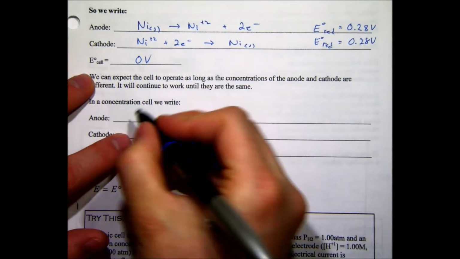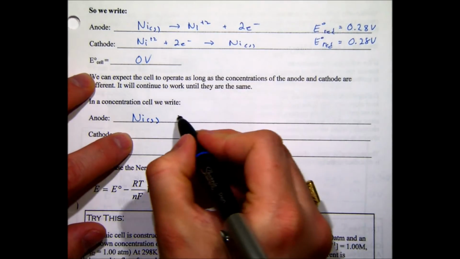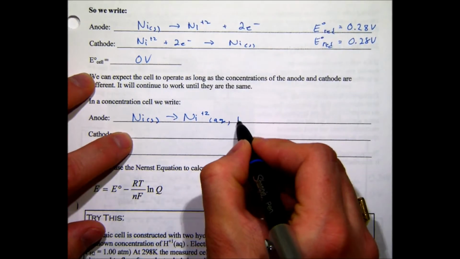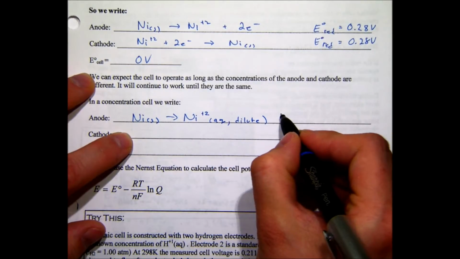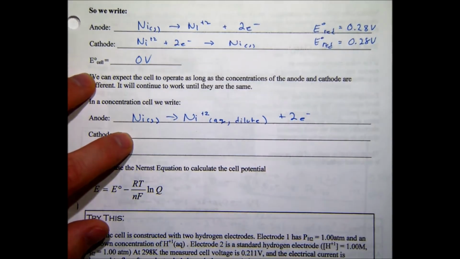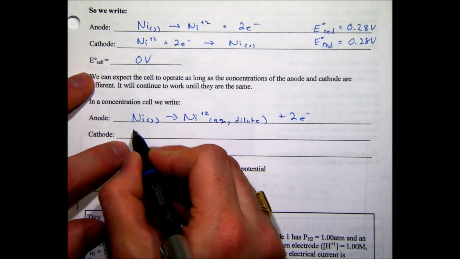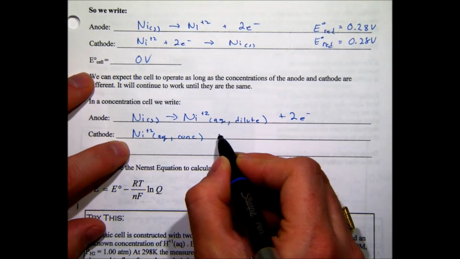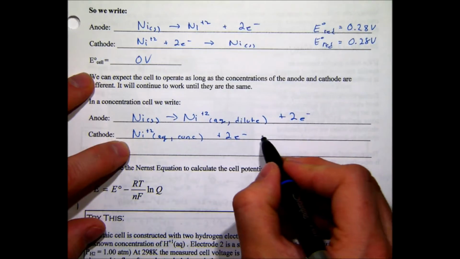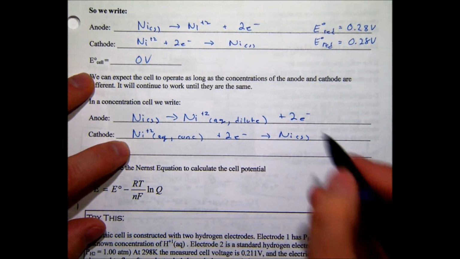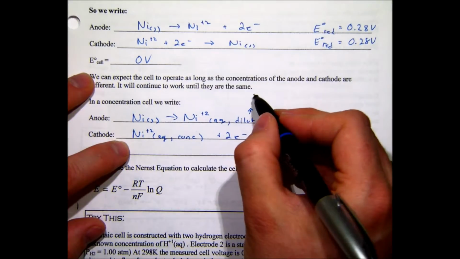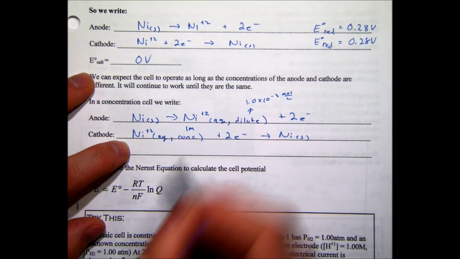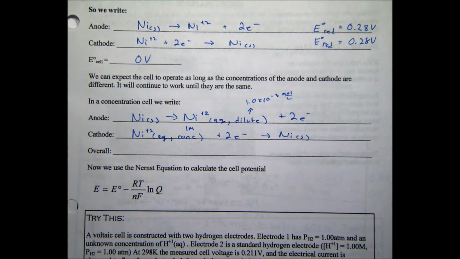So in a concentration cell, we say that we have nickel solid going to nickel plus 2, and this is aqueous, and we're going to call this the dilute, plus 2 electrons. At the cathode, we're going to have nickel plus 2, aqueous, concentrated, plus 2 electrons, giving me nickel solid. Now, for the dilute, we're looking at 1.0 times 10 to the negative 3 moles per liter. And for the concentrated, we're looking at 1 mole per liter if you looked at the diagram.